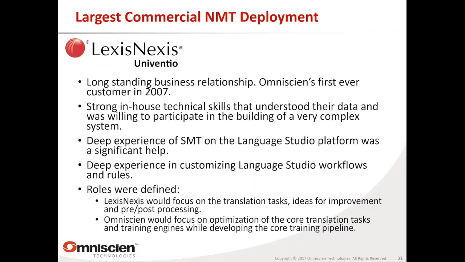Now, our next case study is the largest commercial NMT deployment to date. We've had a very long-standing business relationship with LexisNexis Univencio. They were our very first customer with our SMT platform around 2007. They have built over time 3 or 4 or more very strong employees that understand our technology, understand their data, and work with it very closely to build a complex system.